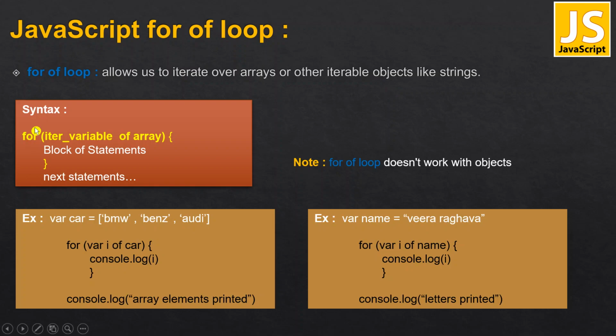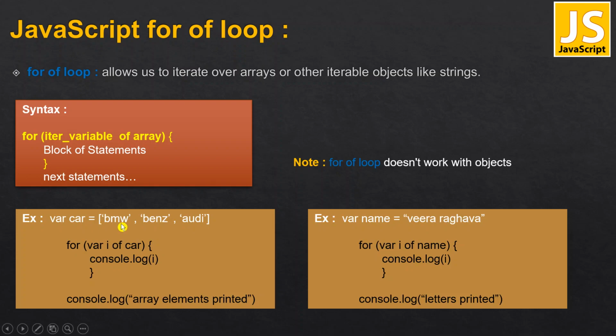Now let us see the syntax. For iter variable, meaning iterating variable, and the keyword of should be used, and then the array. It may be an array or it may be a string, both will be placed here, right? And then the code block starts. The block of statements will be written inside these curly braces, and then the next statements. Okay, so let us analyze with an example.